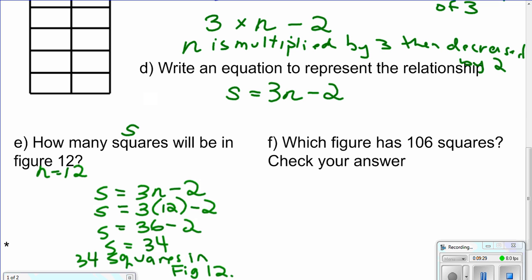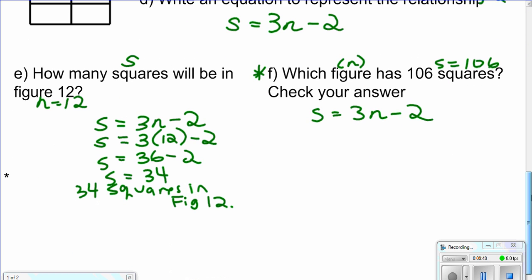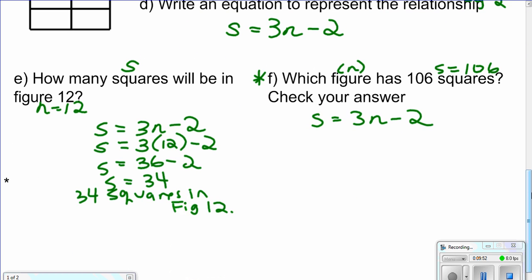Now it says, which figure has 106 squares? So again, s equals 3n minus 2. Now this is a little bit more of a challenge because we haven't really done much work solving equations yet. This might seem a little tricky, but I think you can probably figure it out from what you know so far. So s is 106, so I'm going to replace s with 106, and we get 106 equals 3n minus 2.